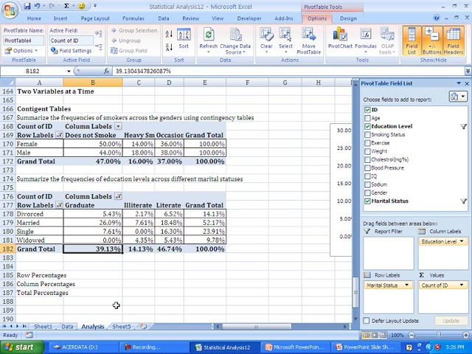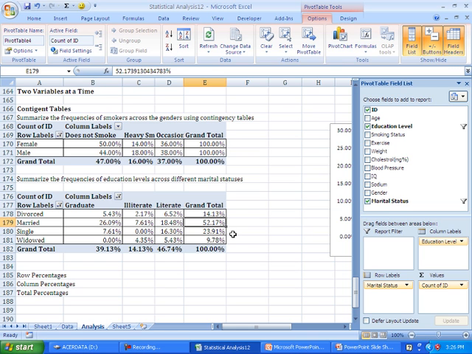39.13% of the total graduates. Similarly, 14.13% of the data are illiterates, and 46.74% of them are literate. So this kind of summarization also can be done, or probably the other way, 52.17% of the total people in our data set are married, 9.78% of them are widowed. That kind of summarization also can very well be drawn from the contingency tables.